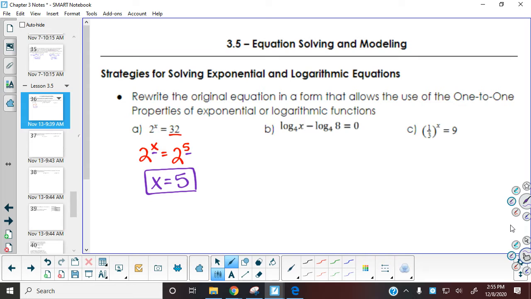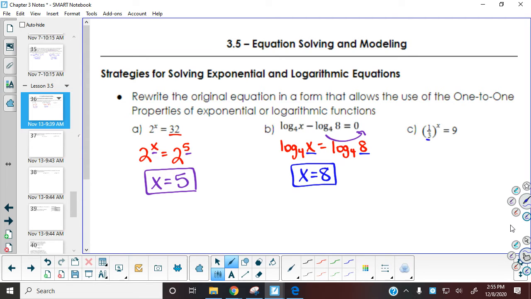For part B, since this is equal to 0, I can move this part over. And so I've got log base 4 of x equals log base 4 of 8. Since our bases match, that's that one-to-one component. In order for the equation to be equivalent, we have to have x equals 8, and you are done.